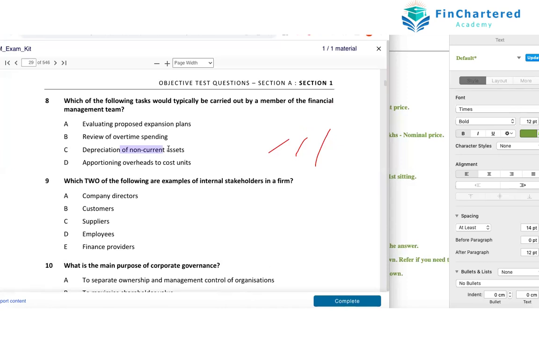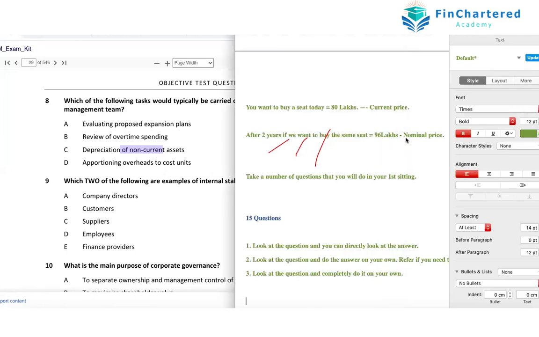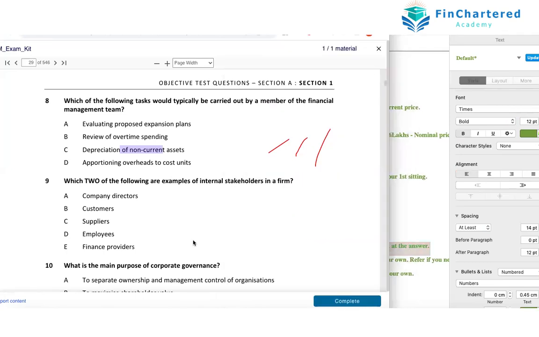So that is one resource. And the second resource is our videos. And the third resource is the hotline number, where you can message and say this question I don't understand. So three resources you have. One, in the exam kit itself. Look at the question, and at the back of the kit, the answer and the explanation is there.